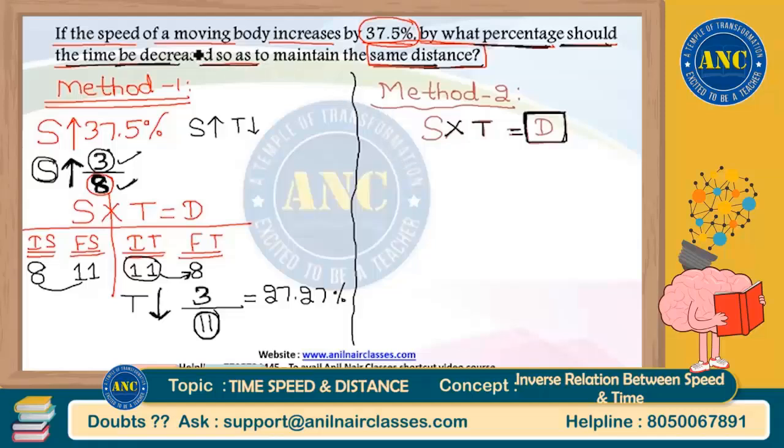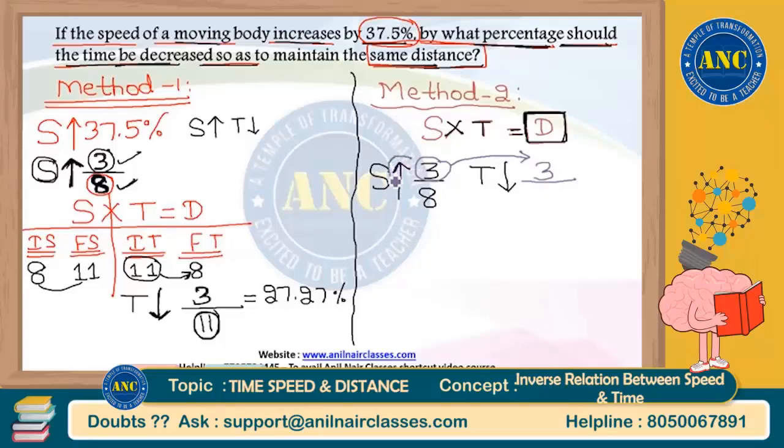Now they are saying that speed of a moving body increases by 37.5 percentage. Speed increases by 37.5 is nothing but 3 by 8. If speed is increasing, time will decrease, right? By what parameter will the time decrease? Listen carefully, sir. Here the numerator is 3. Don't change your numerator. Whatever numerator you have, copy paste the same numerator here also. Write down the same 3 here also.